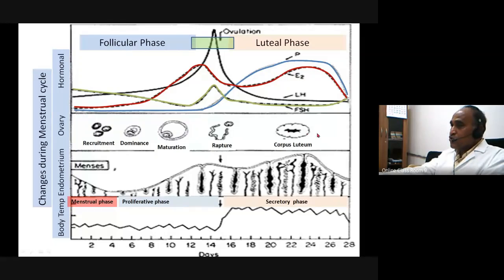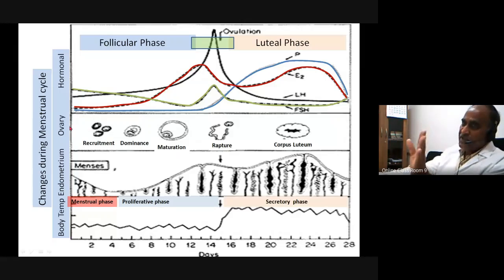And if there is no gonadotropin or LH coming from the pituitary, or human chorionic gonadotropin not coming from the fertilized egg, that is the blastocyst or the chorioblast, then at that stage the corpus luteum dies and regresses. That is the ovarian cycle. That means recruitment, dominance, maturation of the follicle, rupture of the follicle, formation of the corpus luteum, maturation of the corpus luteum, and death of the corpus luteum. These are the cyclical changes happening in the ovary.